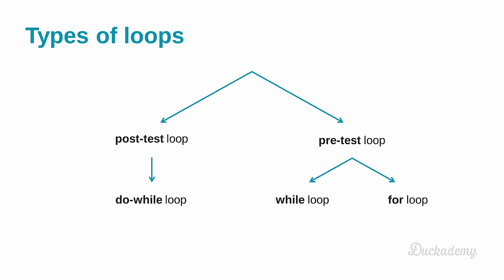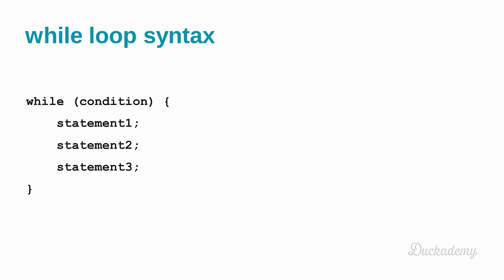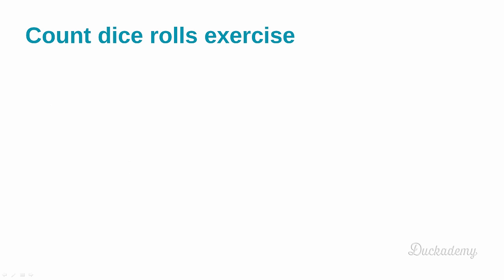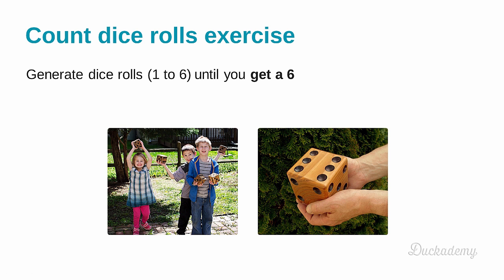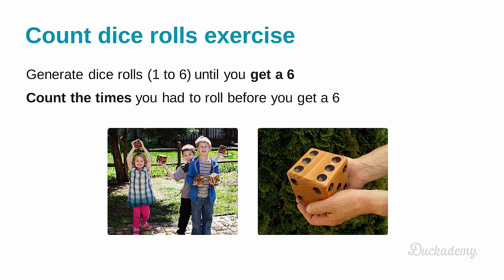Let's see the next loop, which is the while loop. The syntax of the while loop is the following. We use the while keyword and then in parentheses the condition, just like in the do while loop and in the if statement. And after that, in curly brackets, the statements. Okay, another exercise. Let's generate dice rolls 1 to 6 until we get a 6. And we count how many times we had to roll the dice before we get the 6.